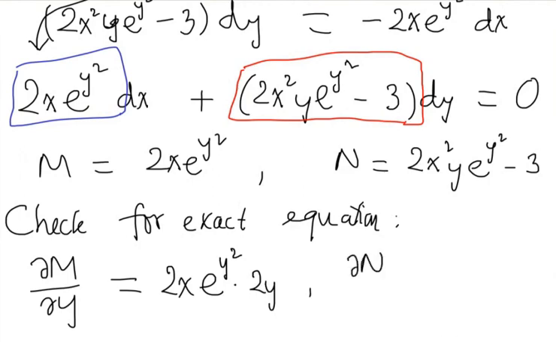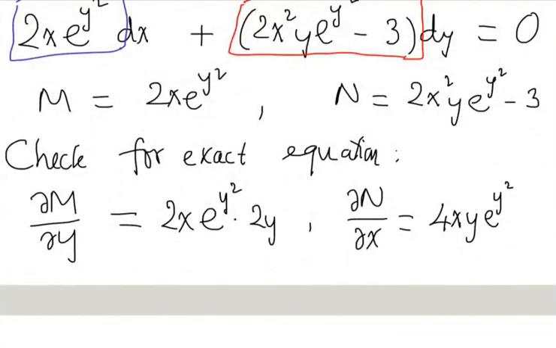And then partial N, partial x. Y is a constant in this case. So the derivative of 2x squared will give us 4x, and y e to the y squared is considered constant. The derivative of negative 3 is 0.